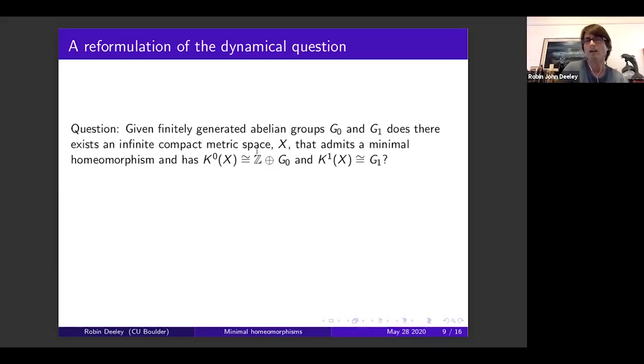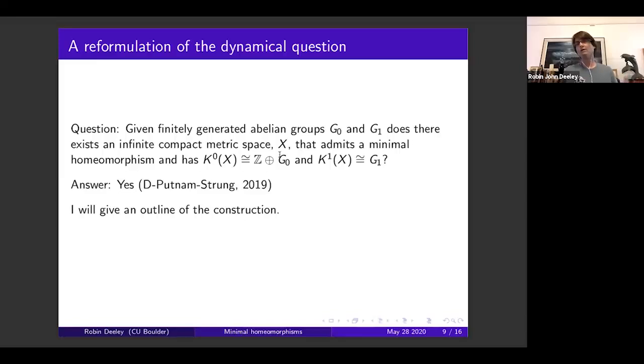Now, this copy of the integer Z here is coming from the fact that the space is compact, and we always have that copy sitting in there. So we don't get to specify that. If you like reduced K-theory, I'm saying we want to specify the reduced K-theory of the space X. And this is the question that we answered positively in the preprint I alluded to earlier. Okay, so we want to outline how we're going to make this space.